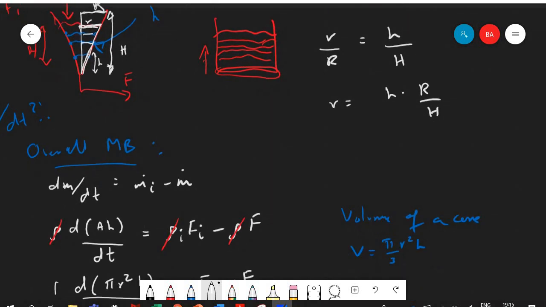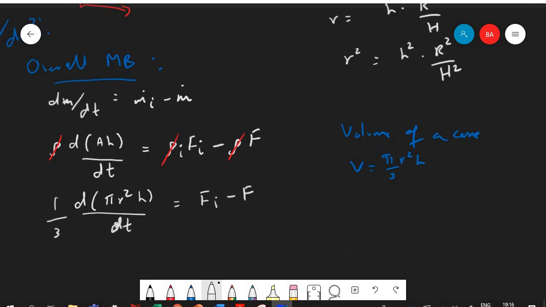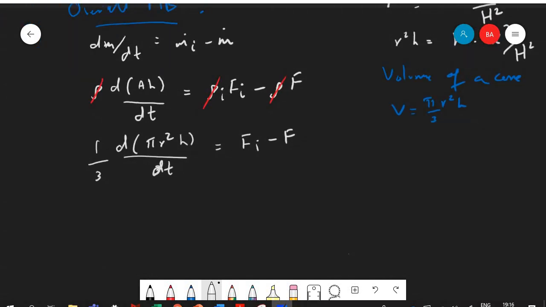And talking about more details, if we have r square, this will be r square equals h square times R square over H square. We are going to take the derivative of this in a moment, but let's substitute r square. So r square times h is h cubed times R square over H square. So we have our equation.